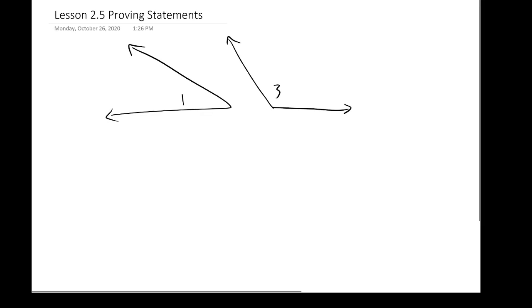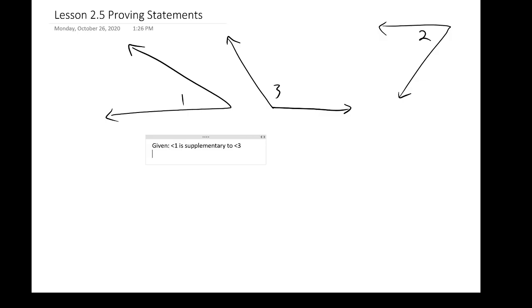So let's draw three angles here. Two acute, 1 and 2, and then a third angle, which is going to be obtuse. So what we're given in this situation is that angle 1 is supplementary to angle 3, all right.